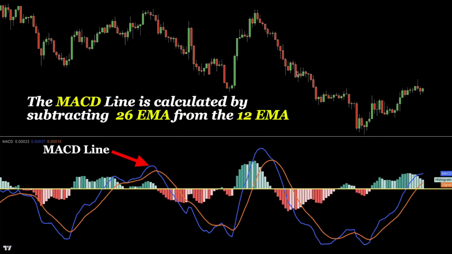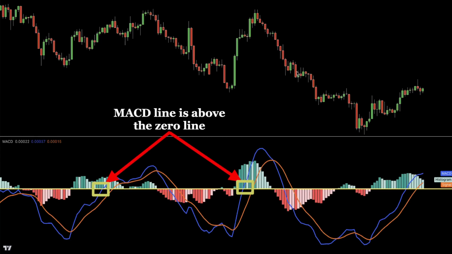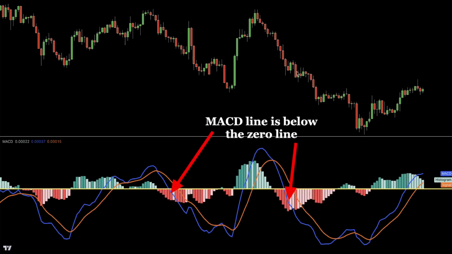The MACD line is calculated by subtracting the 26-period exponential moving average from the 12-period exponential moving average. When the 12-period exponential moving average is above the 26-period exponential moving average, the MACD line is above the zero line, signaling positive momentum. Conversely, when the 12-period exponential moving average falls below the 26-period exponential moving average, the MACD line moves below the zero line, signaling negative momentum.